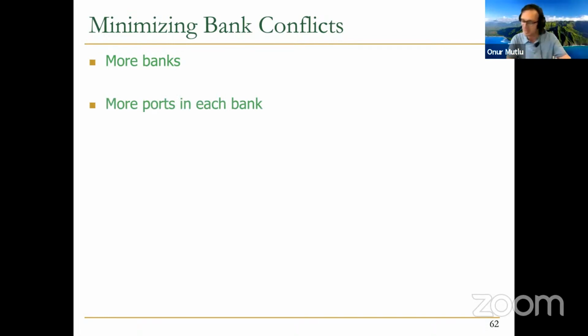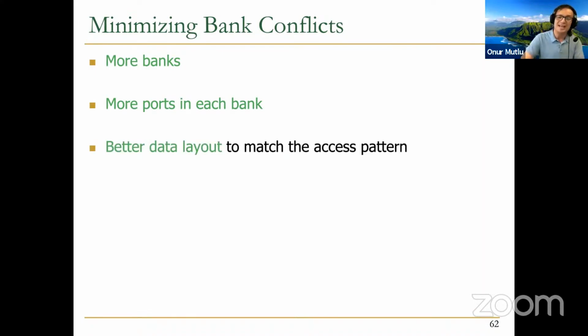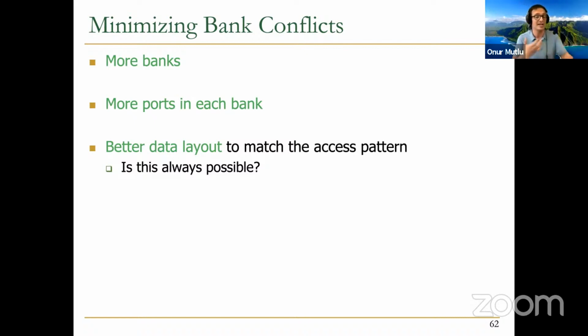You can have more ports in each bank, as we've done, and as vector machines also do. You can have better data layout to match the access pattern. If you can do that, that's a good idea. And this is exactly what Josh Fisher was discussing. Basically, the programmer needs to be a ninja programmer to figure out how to lay out the data so that you minimize the bank conflicts. Right? Is this always possible? And the answer is no, basically, because you don't always access one data structure with the exact same access pattern. You may access the same data structure with different access patterns.